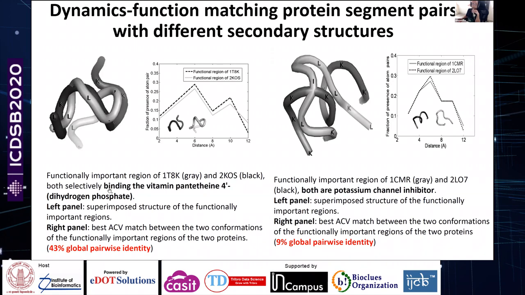Similarly, we got matches where the secondary structures were different, and this is binding the vitamin pantothenate dihydrogen phosphate. In this case also, it would be very difficult, even if you did a motif-based search, to figure out that there's a match here, because the motifs won't match either. But obviously, when you look at the dynamics, the autocorrelation vectors match.